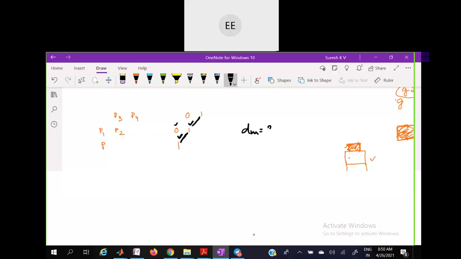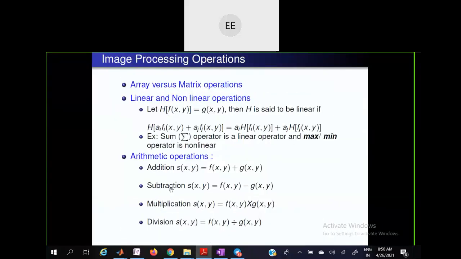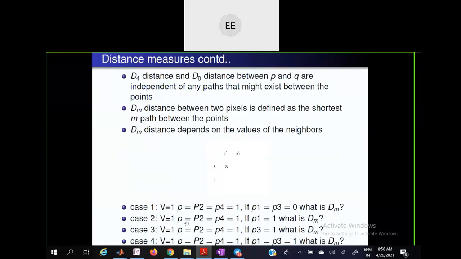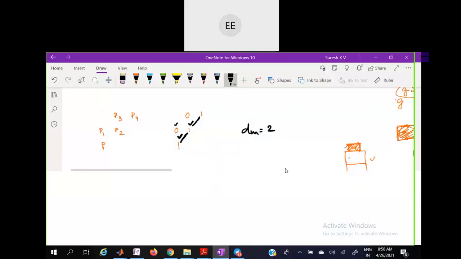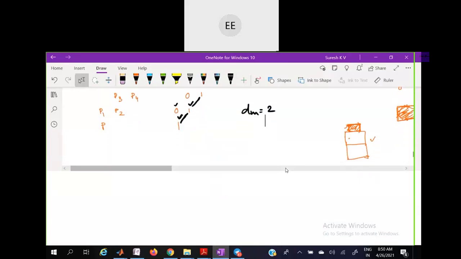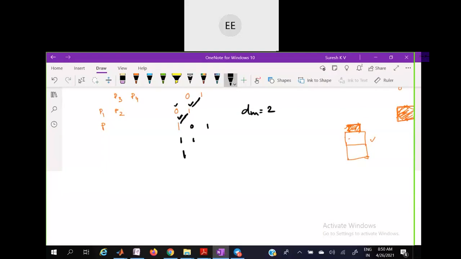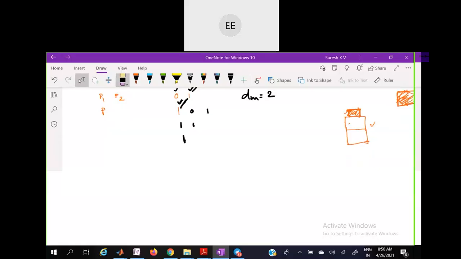Distance between two pixels. Okay, this is the first problem. The next one says P2 and P4 are 1 and P1 is also equal to 1. So in the next case, P1 is also 1, which means this is also 1. 1, 1, 1. This is 0, but this is 1. Okay.